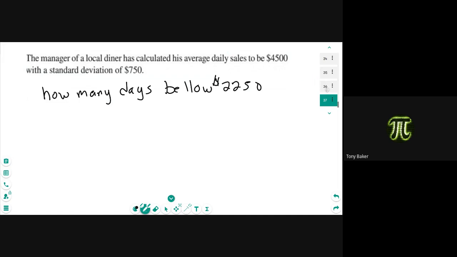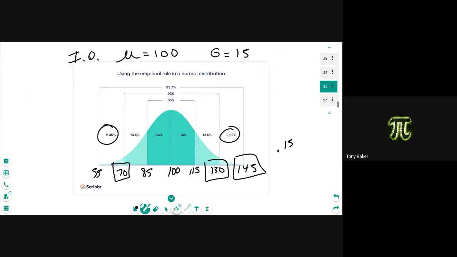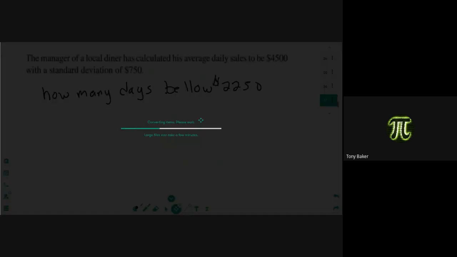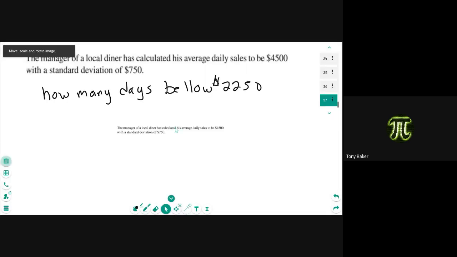Hold on. I got to go back one screen because I need my bell curve. All right. I'm going to get my bell curve again. Below it or at the same? Below it.